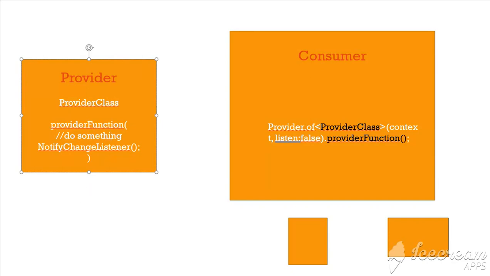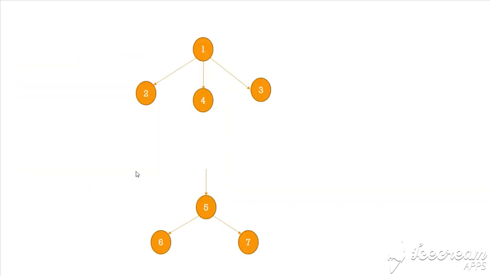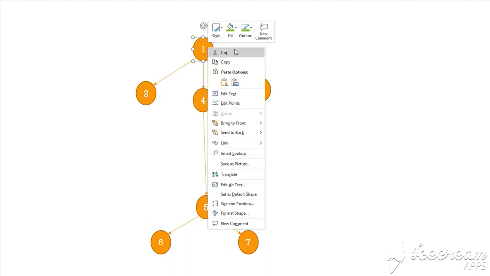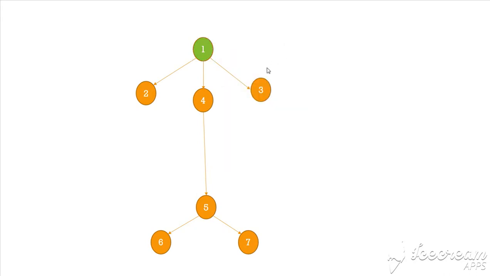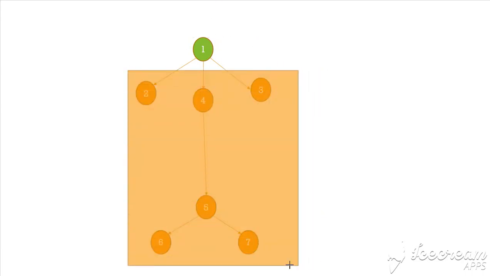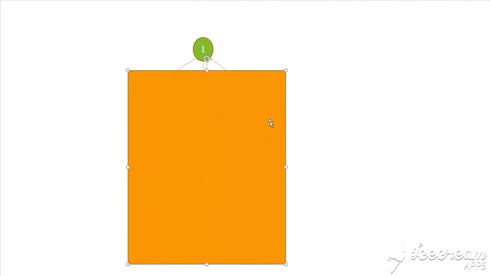And let's go now to this diagram. Let's say we have a widget tree. We have this 1, 2, 3, 4, and 5, 6, 7, all these widgets. And let's say we are at this widget, and we can give it a color of green. If this widget is the provider, it means that all of these widgets will be able to listen to this provider.